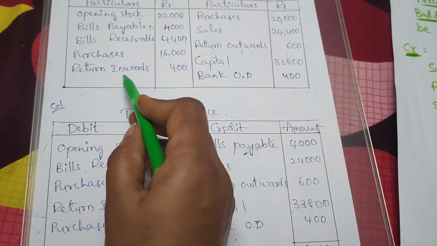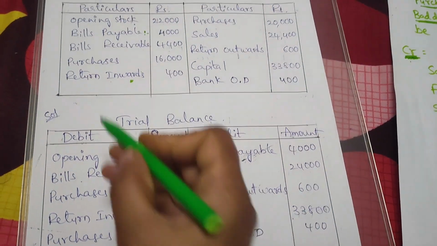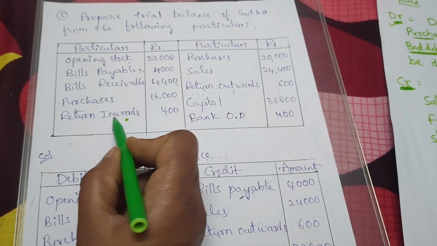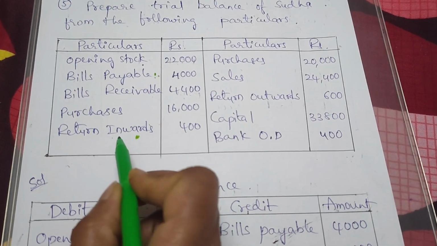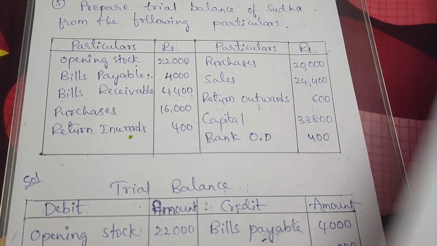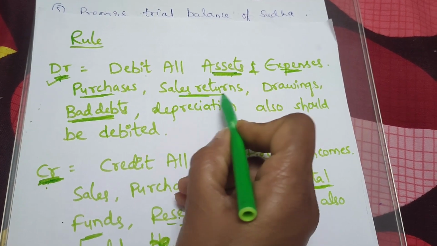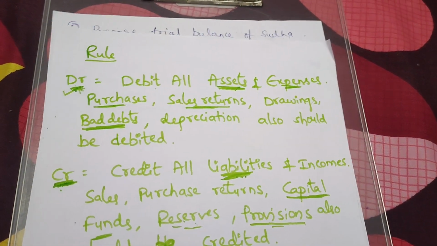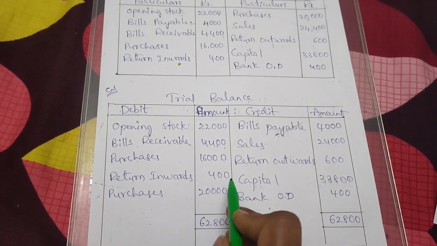Next, return inwards. Return inwards means sales returns, students. That is another name for sales returns. So sales returns we debit. Let us write return inwards under debit, 400.